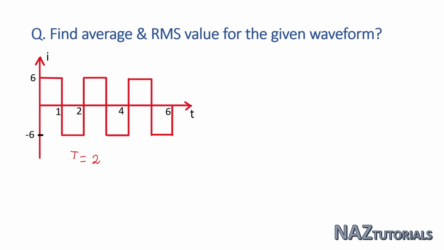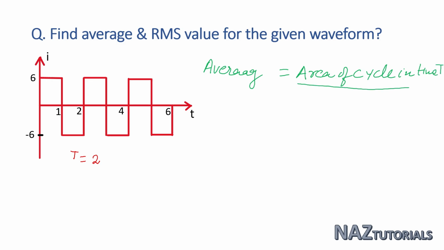Now, if you analyze the average value, the average value is defined as the area of the cycle in time T divided by total time T. If you analyze this particular waveform, it has a value of 6 ampere for the time 0 to 1 second and a value of -6 for time 1 to 2 seconds.